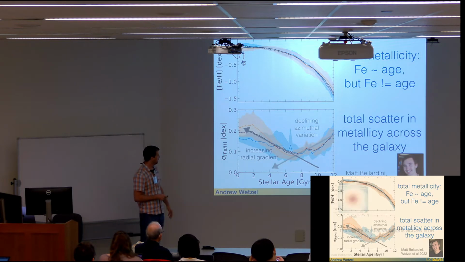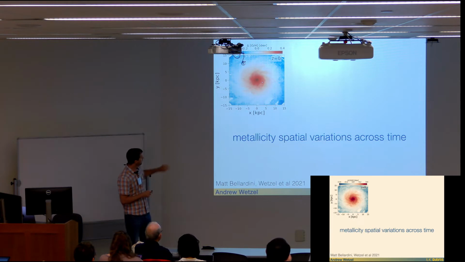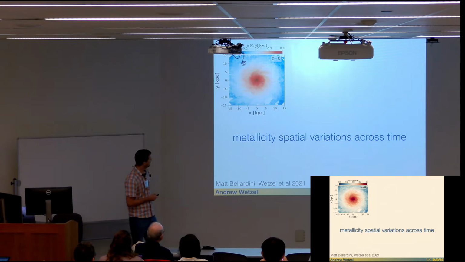So to break that down a little bit more, here's just a top-down image of one of our disks at redshift 0, color-coded by, in this case, the oxygen abundance. You can see a nice radial gradient. Of course, you can also see some azimuthal variations following spiral arms. It's quite interesting. I'll say more about that in a moment.